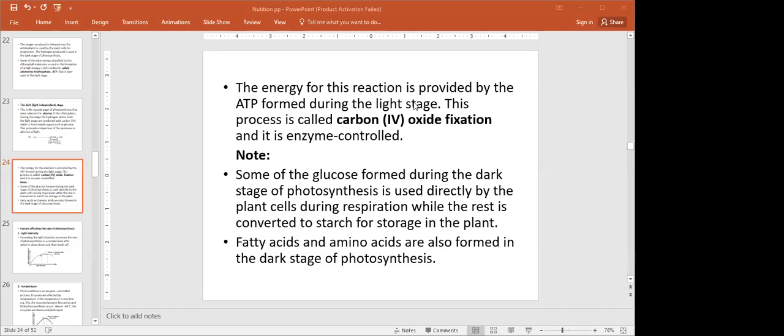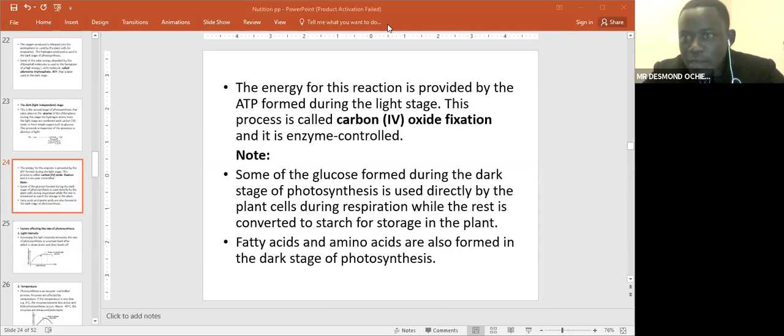Great. I saw other questions here, but unfortunately the students have lowered their hands. Please tell us where the light stage and dark stage take place. Now, we said the light stage takes place in the grana, while the dark stage takes place in the stroma. That was a question from James.